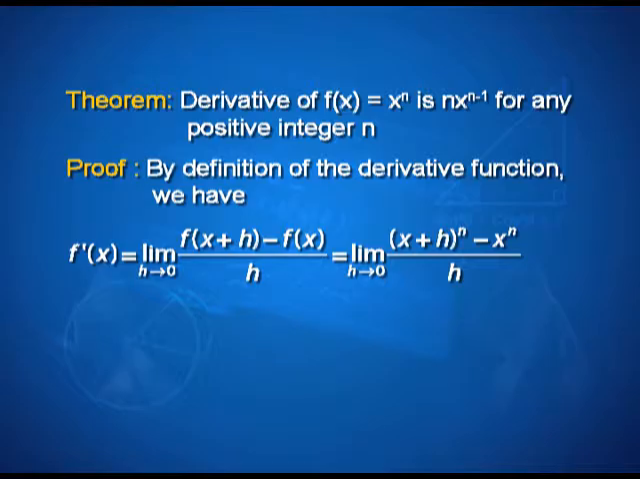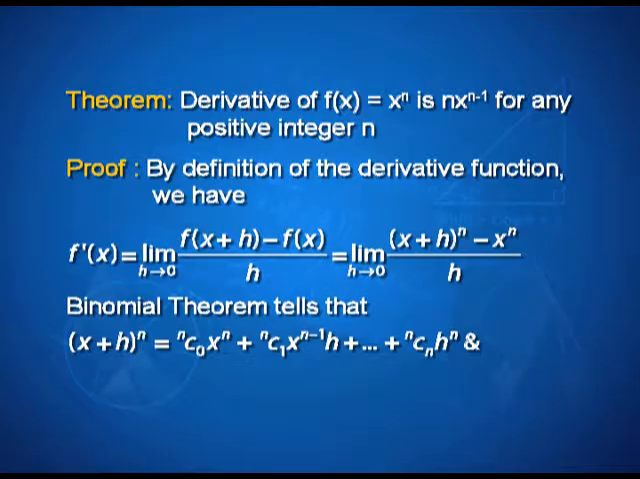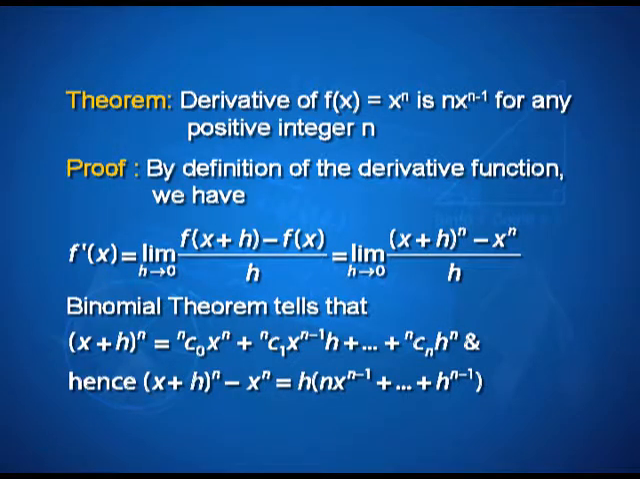[f(x plus h) minus f(x)] upon h as h tends to 0, is equal to limit [(x plus h) whole raised to n minus x raised to n] upon h as h tends to 0. The binomial theorem tells us that (x plus h) whole raised to n is equal to nC0 into x raised to n plus nC1 into x raised to n minus 1 into h plus and so on plus nCn into h raised to n, and hence (x plus h) whole raised to n minus x raised to n is equal to h into [n x raised to n minus 1 plus so on plus h raised to n minus 1].